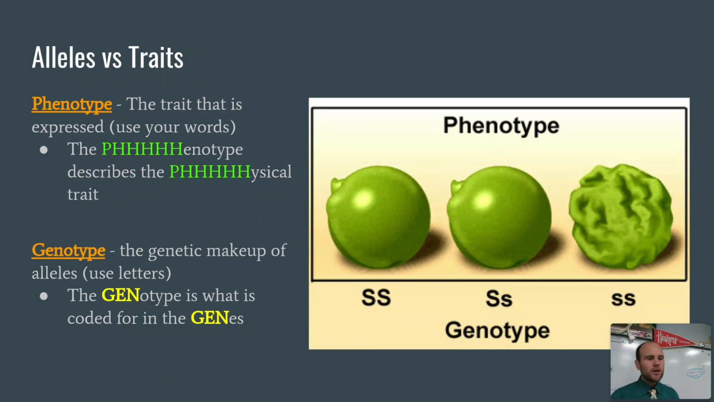So two other words I want you to be familiar with. Phenotype is going to be what we see. So like round phenotype versus wrinkled phenotype. So I remember this as phenotype describes physical trait. Physical trait starts with ph. Phenotype starts with physical or ph. And then the genotype is what are the alleles you have. So you would have a homozygous dominant genotype, heterozygous genotype, or homozygous recessive genotype. I remember that genotype is what's coded for in the genes.